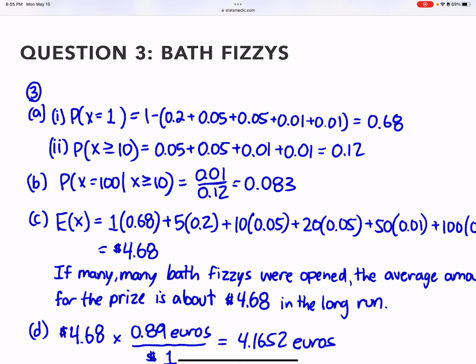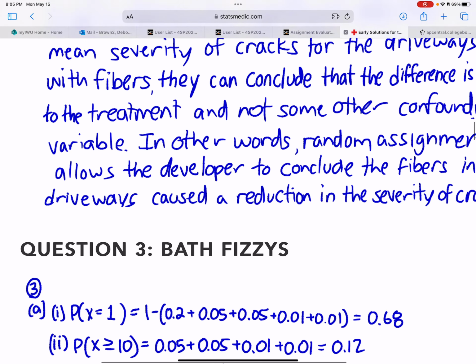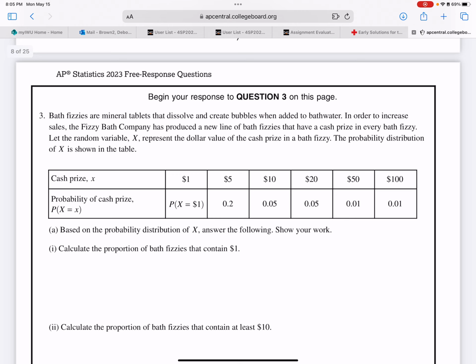Okay, so part B asks you to go ahead and find what's the probability that the bath fizzy is going to contain $100 given that it's more than 10. So that's going to be 0.01 over 0.12, which is 0.083. And I'll show you where that came from. It's just this here. I'm saying what's the probability that this one here is going to be chosen out of these 4. So that's where the 1% over the 5 plus 5 plus 1 plus 1 came from.